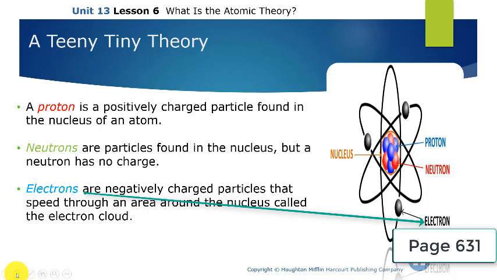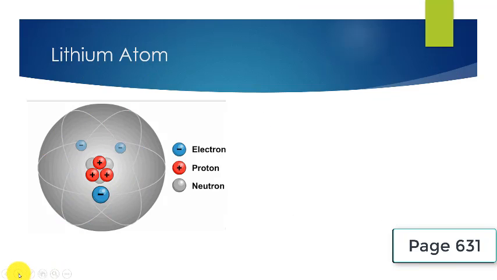The electrons are negatively charged particles that speed through the area around the nucleus that we call the electron cloud, which moves around the whole nucleus. Okay, that's how the electrons surround the nucleus. This is an example of a lithium atom. The electrons move around the nucleus, the protons are in the nucleus, and neutrons are in the nucleus too.